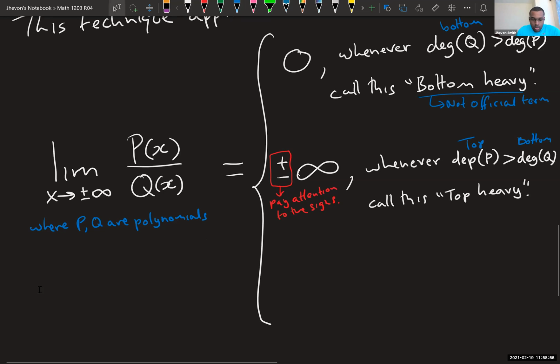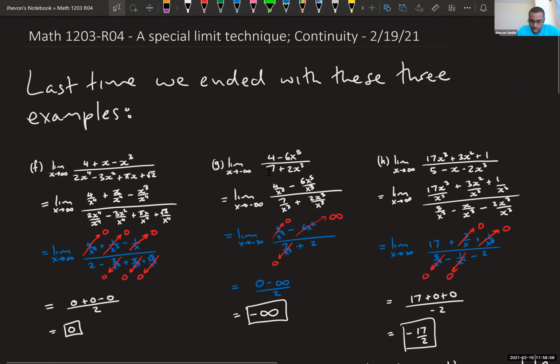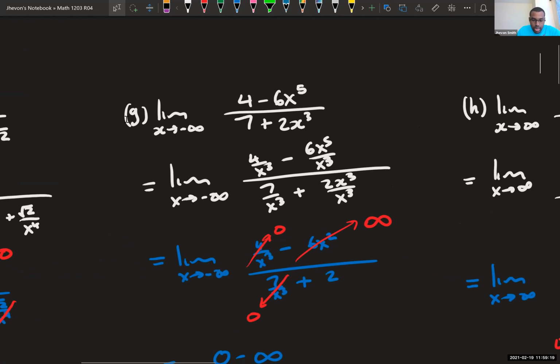Now, if we go back to our example, you're going to notice here, the highest power on top was 5. The highest power on the bottom was 3. So you look at that and you immediately know it's some sort of infinity. It's either going to be plus or minus infinity. How do I know which is which? So now I pay attention. Here my x is approaching negative infinity.